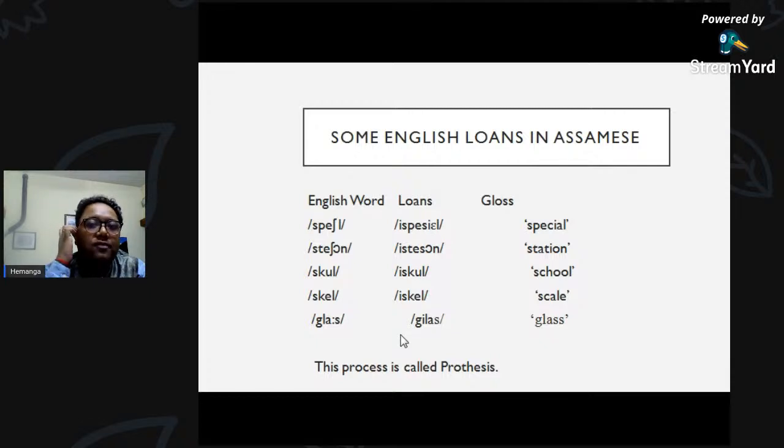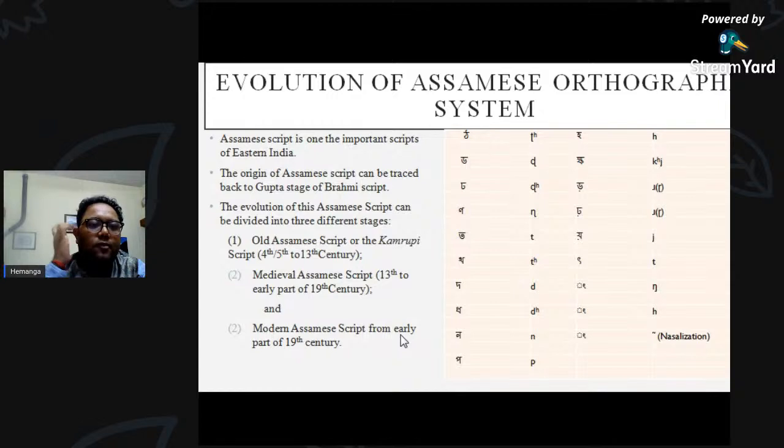So let's see the evolution of the Assamese orthographic system. Orthography is also a very important phenomenon. I have given you different papers of mine that I have written over this span of 10 years, which will be helpful, which I have done for Assamese phonology and phonetics.